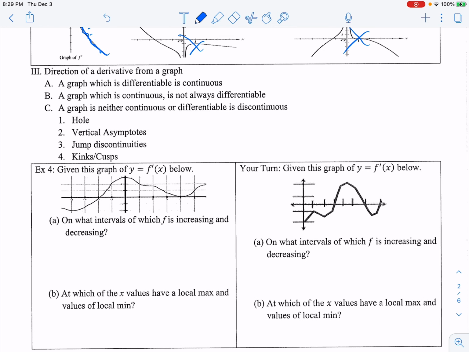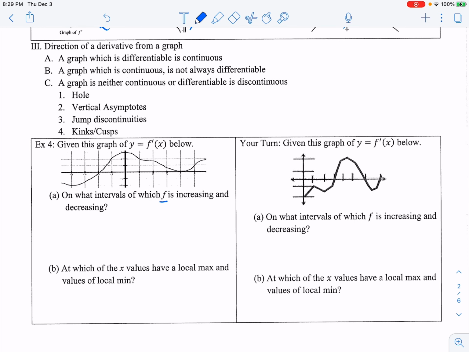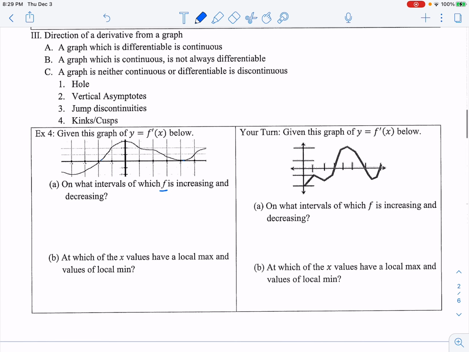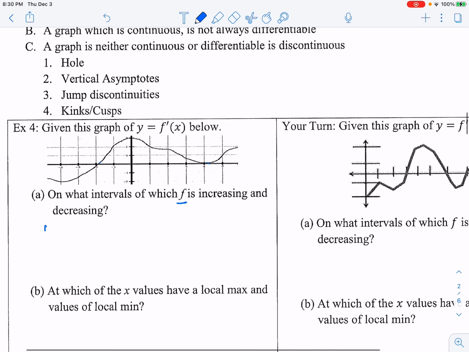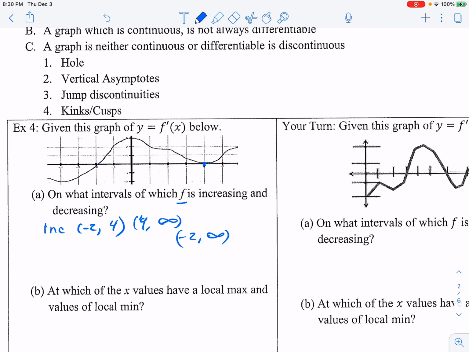Okay, here's the graph. It says, when is the function increasing? Well, it's whenever this is positive. Okay, so that's negative 2. Okay, increasing negative 2 to 4. And I never include the endpoints. And then it looks like from 4 to infinity. You don't have to leave that point out. You could have said negative 2 to infinity, and it's acceptable. The college accepts that. Okay, it's decreasing negative infinity to negative 2, because it's below the x-axis.